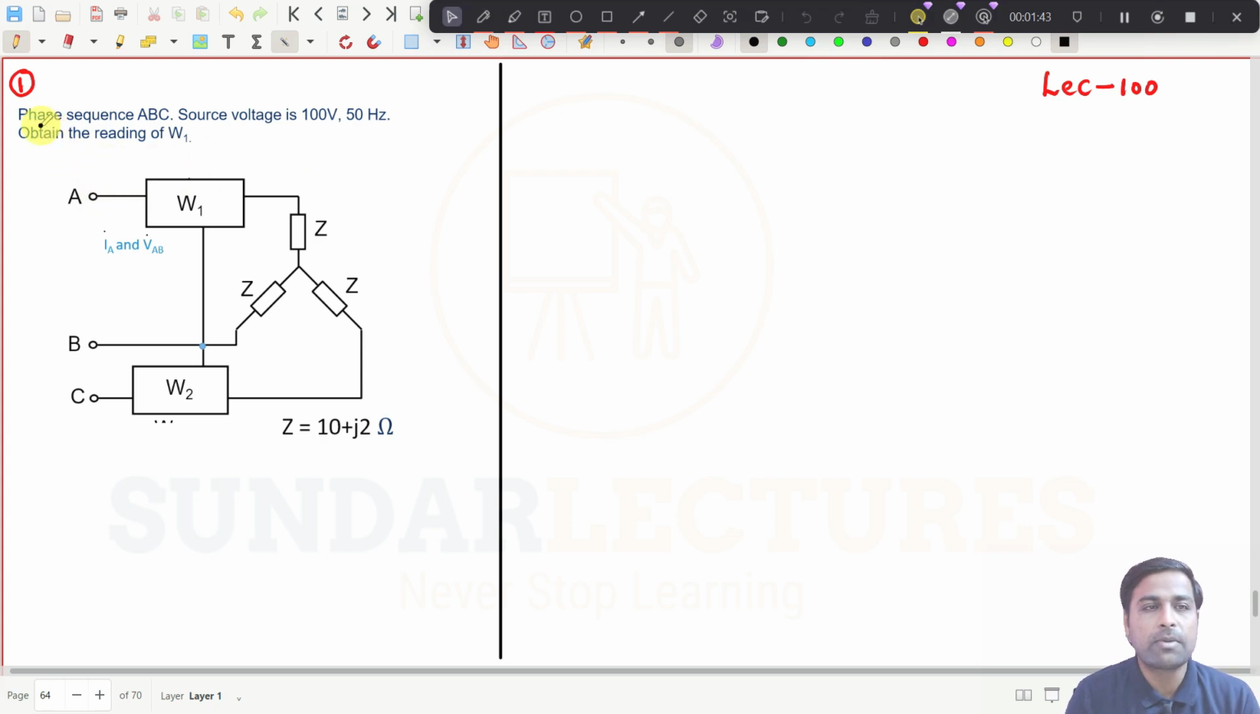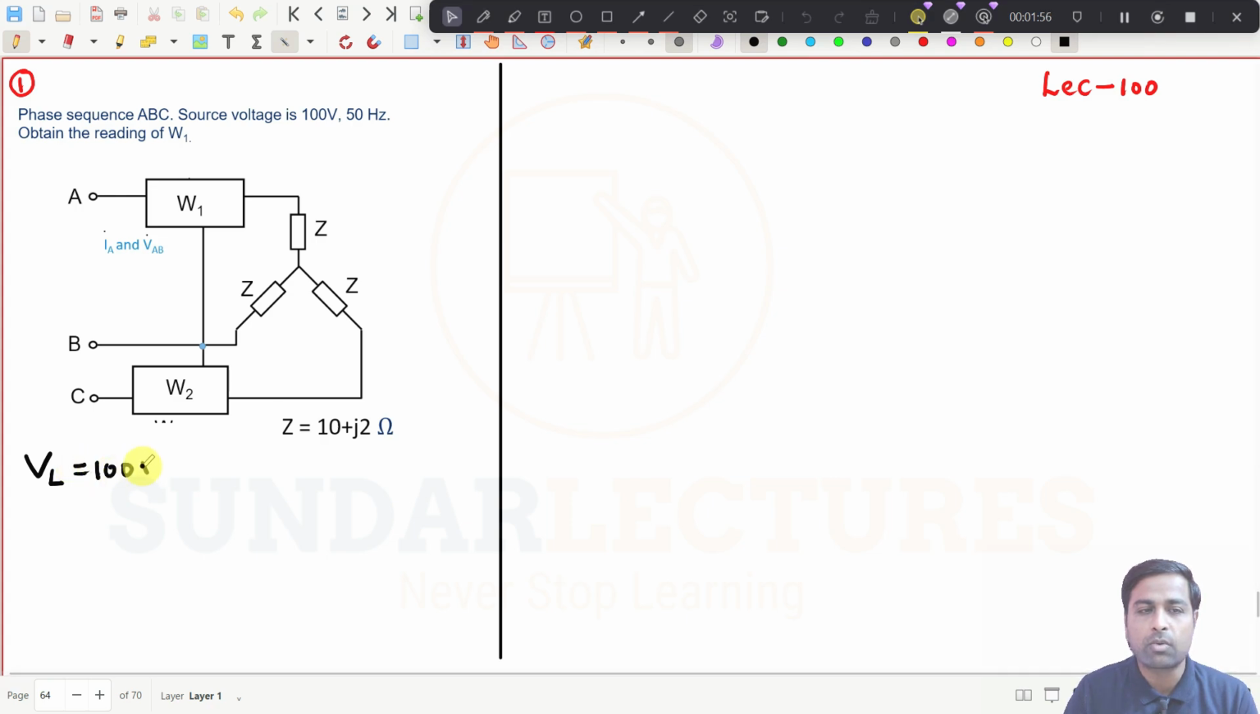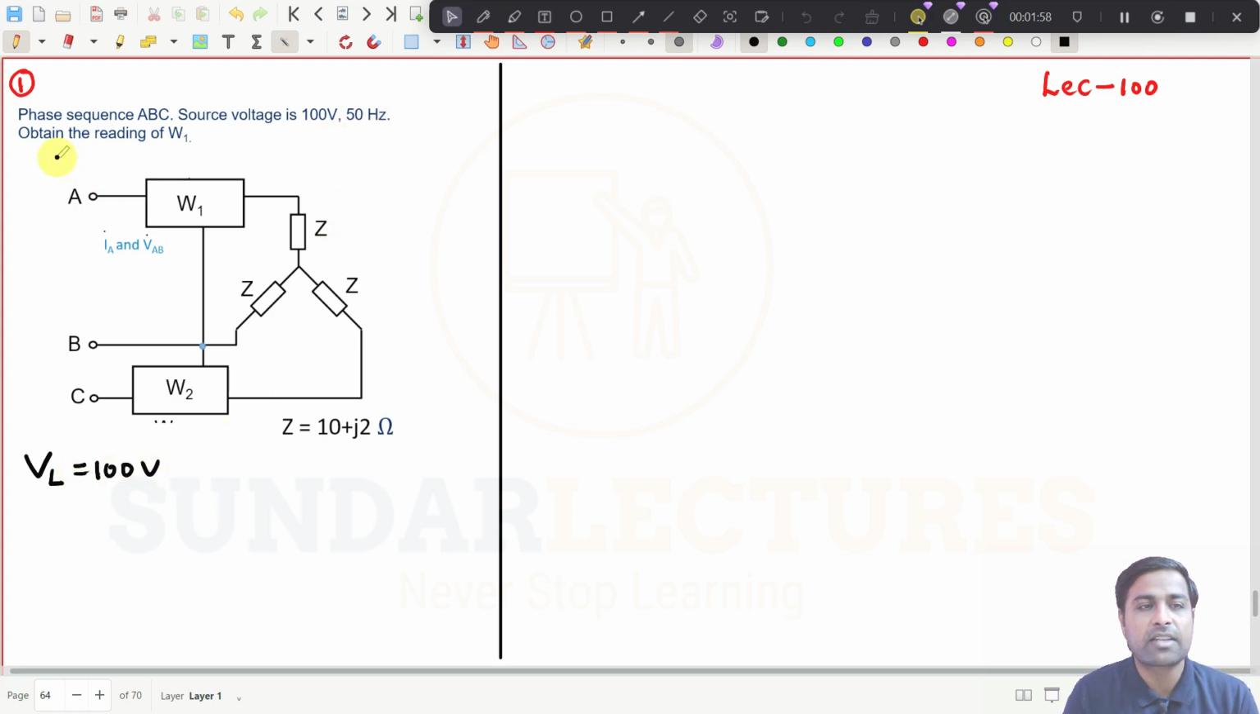See, what is the problem they have given you? Phase sequence ABC, source voltage 100 volts. Source voltage in this sense is nothing but the line voltage, that is 100 volts. Then for this 3-phase system, obtain W1. We need to find the value of W1.